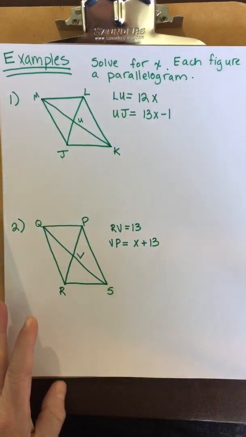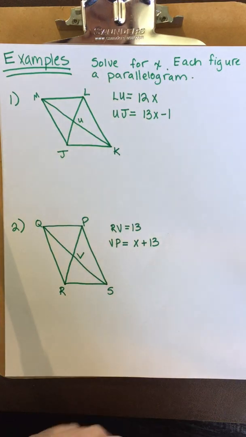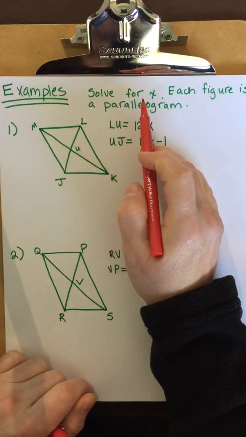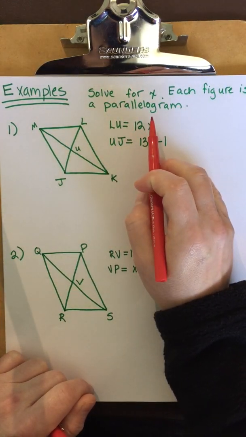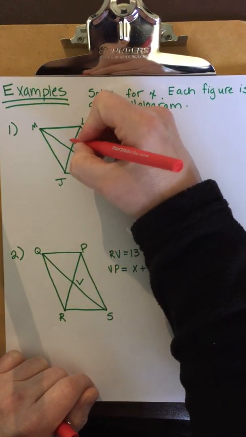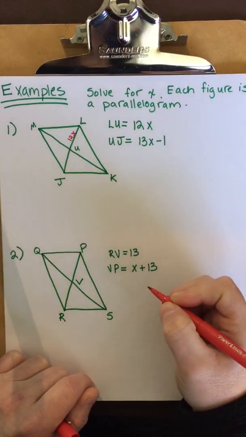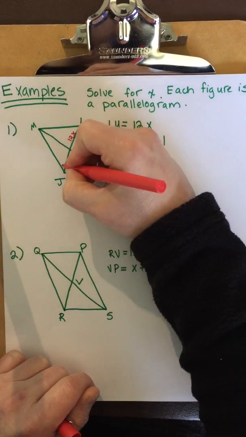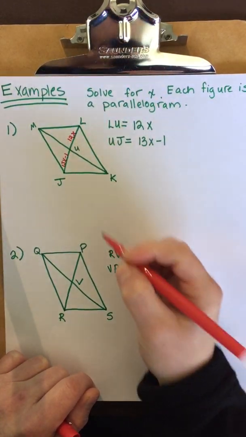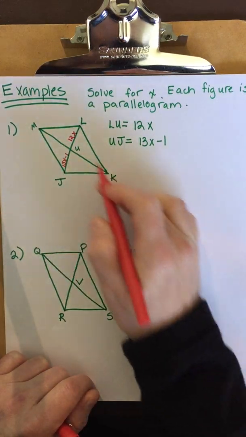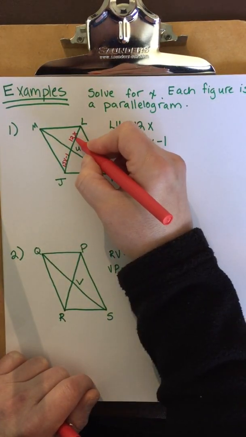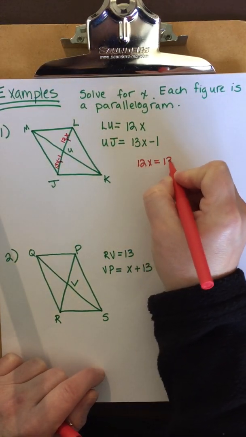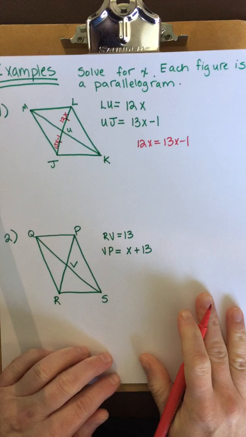All right, let's look at the first one. It says that LU is equal to 12x, and what they want us to do is solve for x, and it's telling me that every figure is a parallelogram. So LU is 12x. It also tells me that UJ is 13x minus 1, so here's UJ, 13x minus 1. Well, since this is a parallelogram, I know that these are bisecting each other, so this segment has to be equal to this segment. So I can say that 12x equals 13x minus 1, and then we solve it like we would solve an equation.